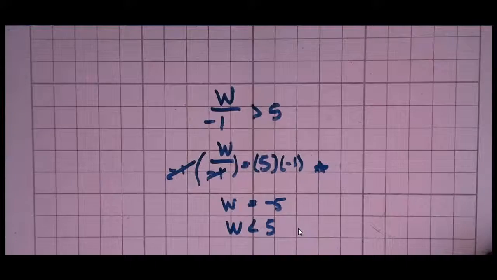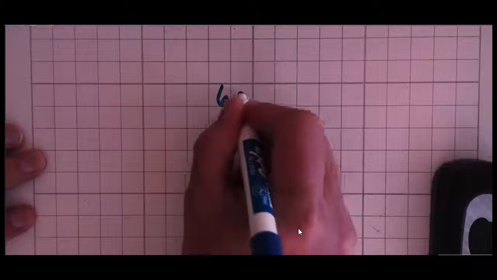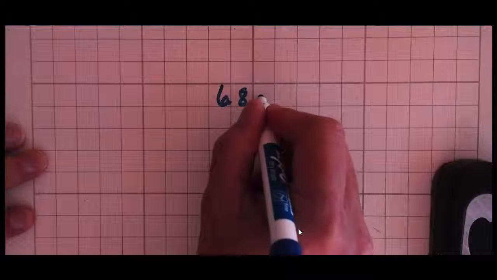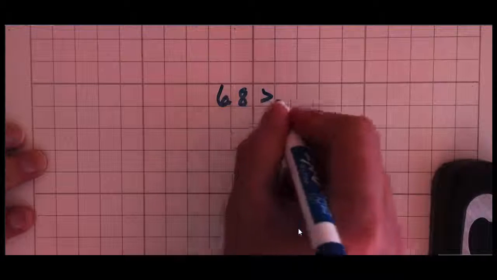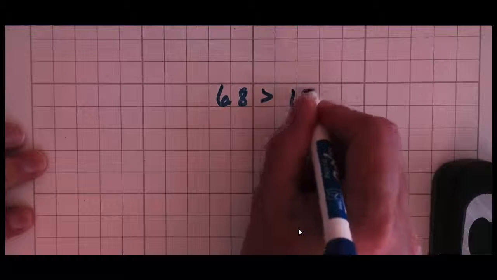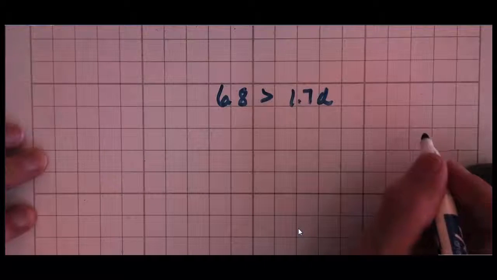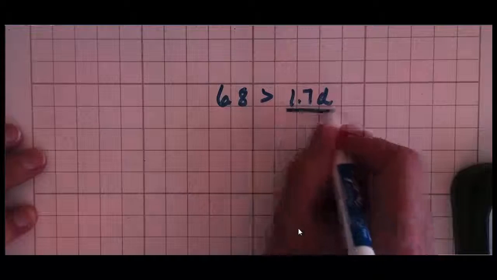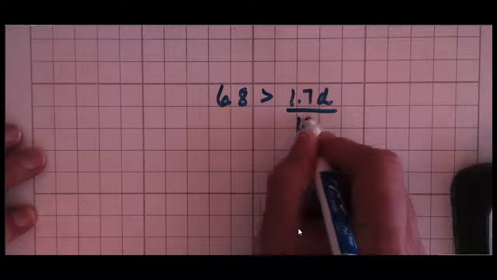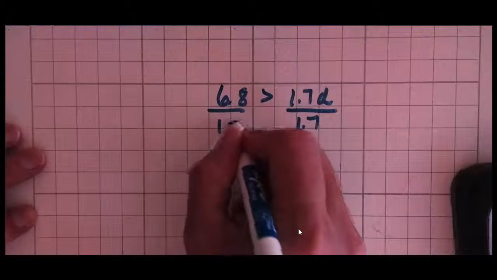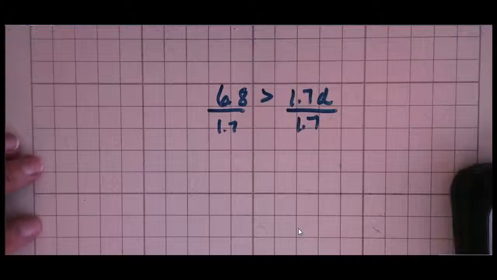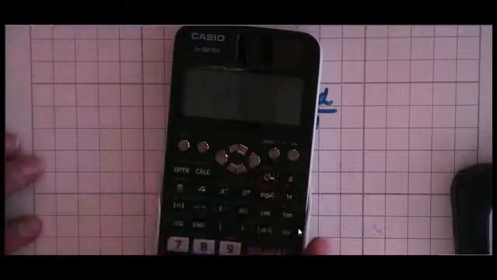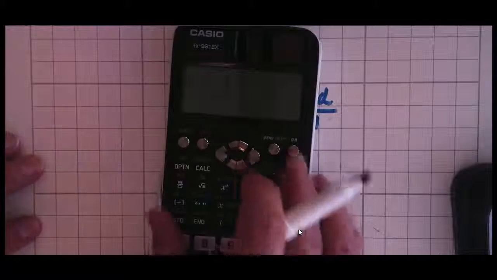I want you to know that this works even when you don't have pretty numbers. When you have ugly numbers, it works exactly the same. 6.8 is greater than 1.7d. Now those are ugly. So what I do with ugly numbers is I use a calculator. Divided by 1.7, divided by 1.7. I don't know what 6.8 divided by 1.7 is, so I use my calculator.